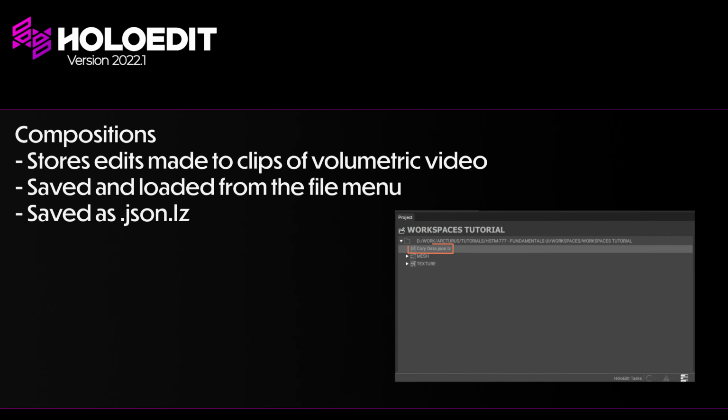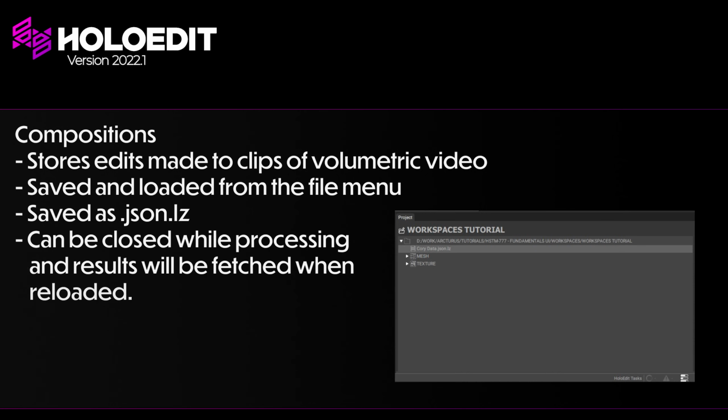Along with saving the current stage and interval configurations, saved compositions store job statuses such as active, waiting to download files from the server, and so on. A saved composition can be closed while intervals are processing on the remote job server, and HoloEdit will fetch the current job statuses and download all necessary files when opened back up.